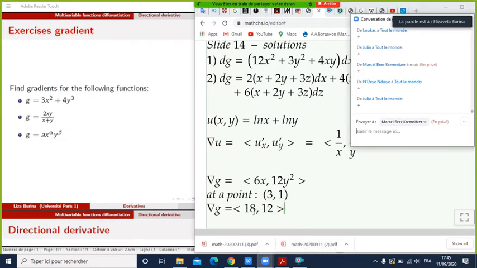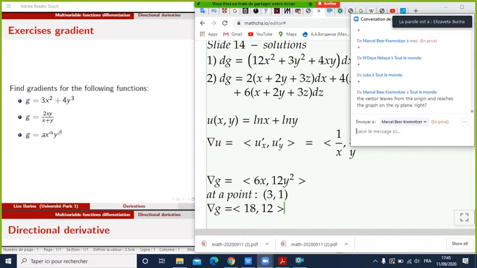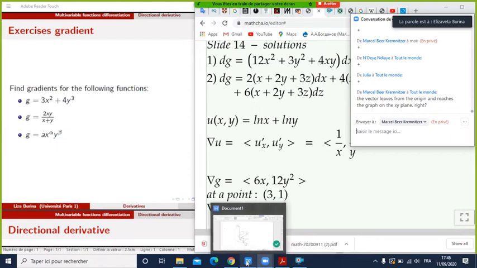So now let's focus a little bit on the vector that leaves from the origin and reaches the graph on the xy plane. Exactly. So if we consider the xy plane flat in the bottom, there will be some vector and it will move and get to the function. You got it perfectly correct. So I'm gonna try to explain it now.